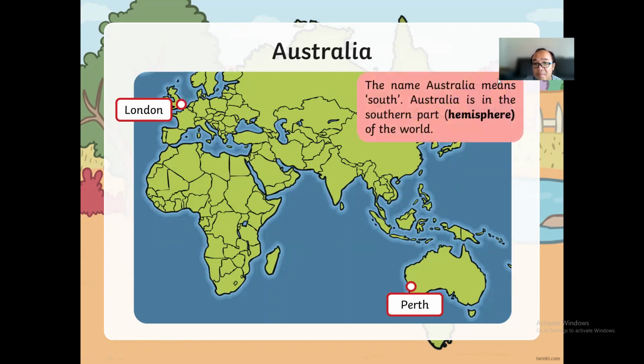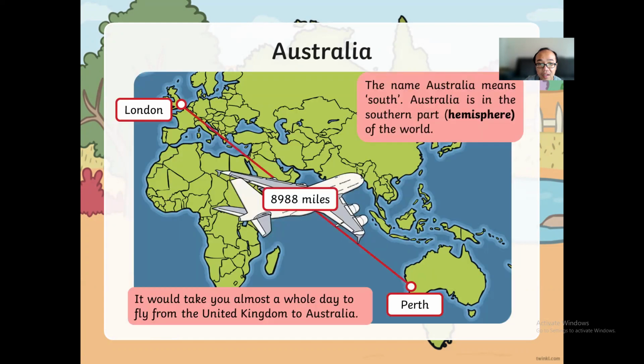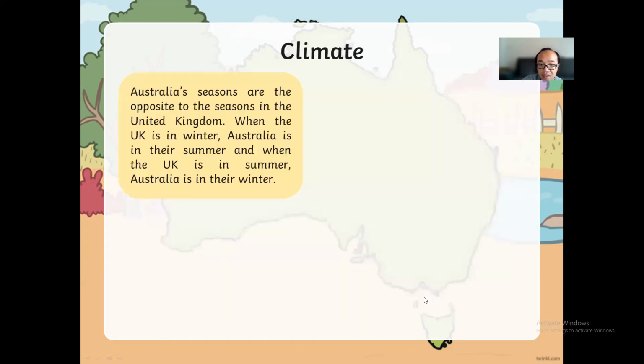The name Australia means south, because the people from the United Kingdom flew to Australia, and then they used this word for south to make the name of Australia. It is 8,988 miles from London to Perth.